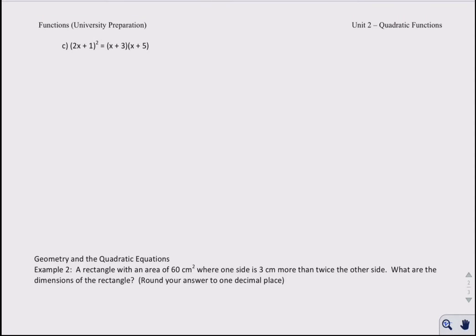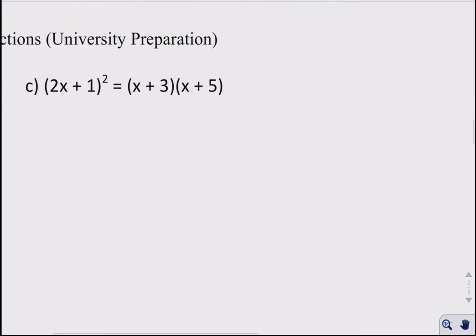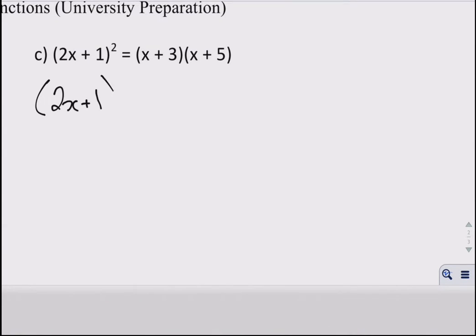Okay, here in example 1c, we're looking at something which, once simplified, is going to be a quadratic in standard form. But first we have to do some math. We've got 2x plus 1, and because I'm squaring it, I have to write it twice.